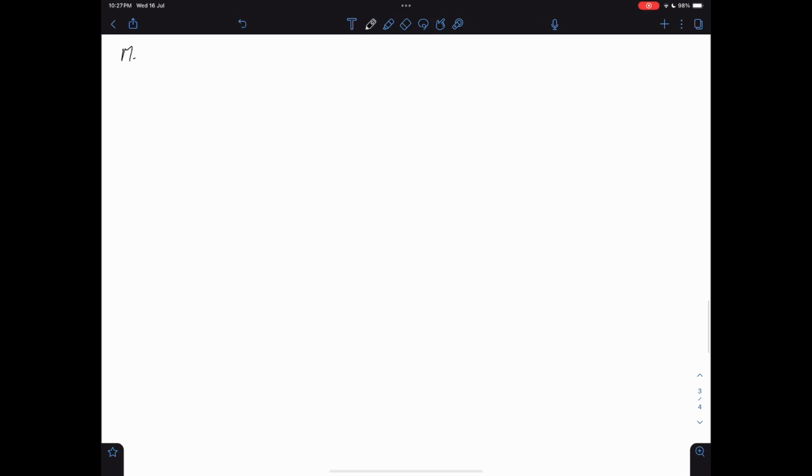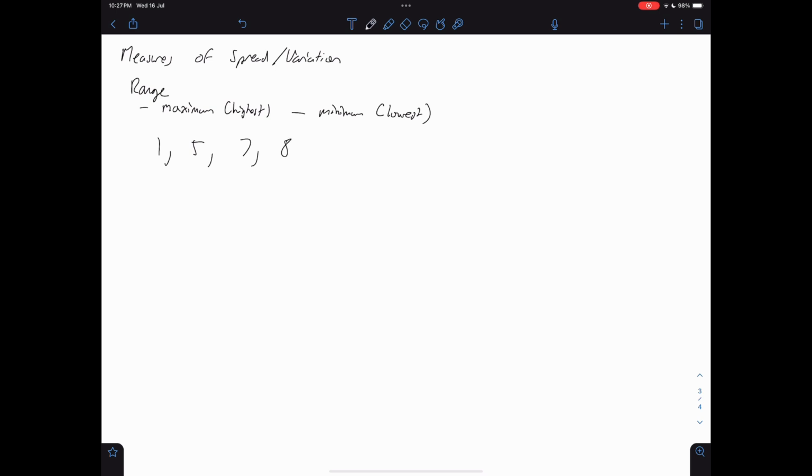So now we will move on to measures of spread or variation. And there are a few ones we can use. We could use the range, which is very simple: maximum, or your highest value, minus the minimum, or your lowest value. So for example, if I give you 1, 5, 7, 8, 12, range is equal to 12 minus 1, which is equal to 11.